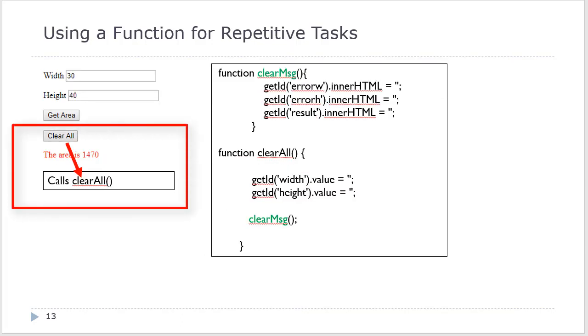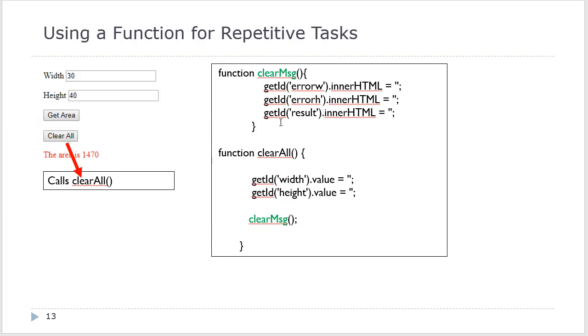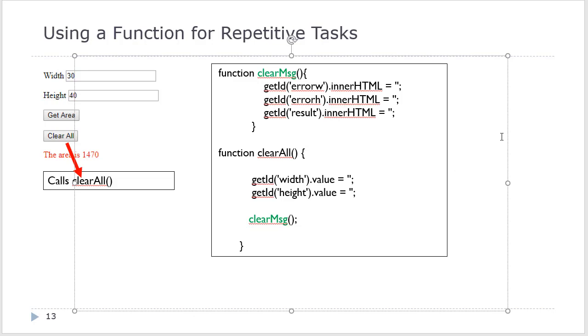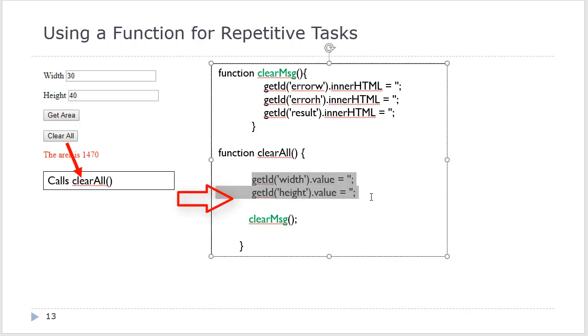Now we're going to do the same thing for the Clear All button. Again, here is our Clear Message function, which clears out three different areas of messages on our page. However, we also need to clear out the width and the height. So in our Clear All function, we have two statements to clear out the width and the height, and then we have our function call. So now you can see how you can call a function within a function and how valuable it can be for repetitive tasks.